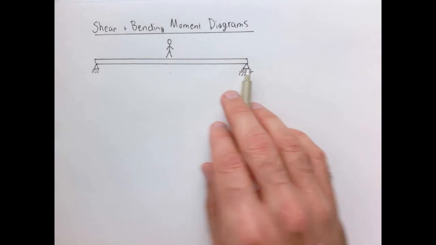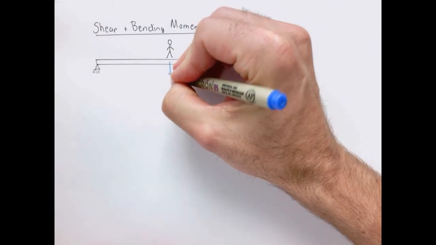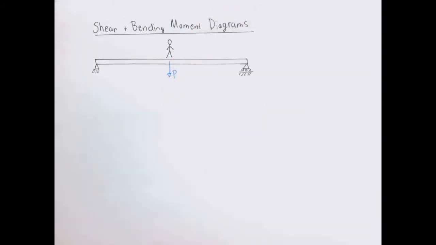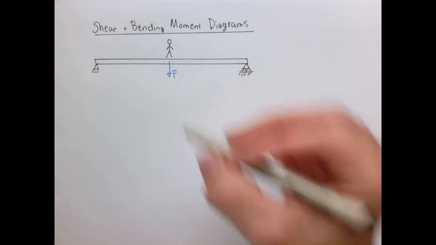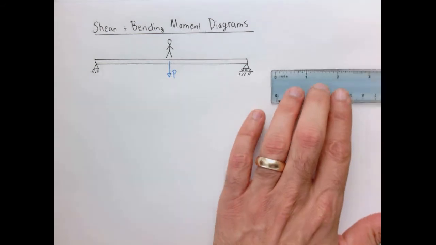So I have two supports here. And in this case, I just have a person standing in the middle. So the person just represents a load that we'll call P, acting downward in the middle. The shear and bending moment diagram is a way for us to understand the internal forces that have to be supported on the beam in order for it to stay in place. So the way we can see this is by imagining a free body diagram.